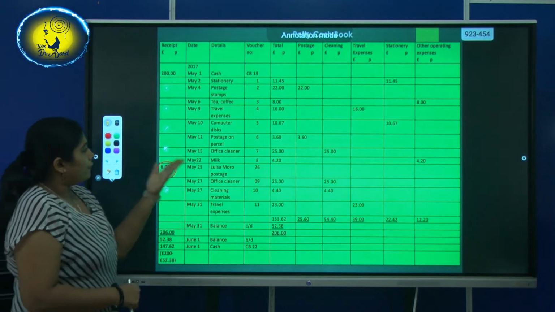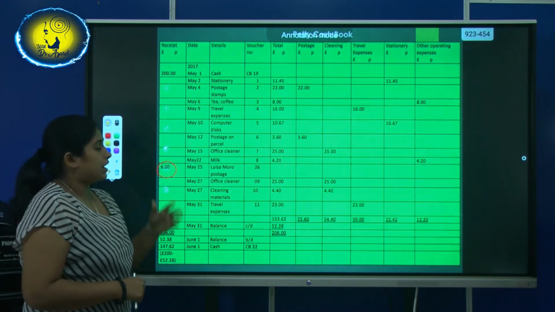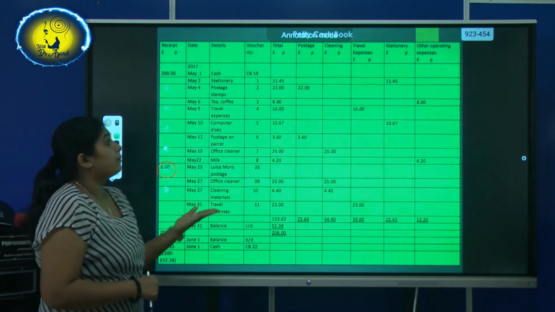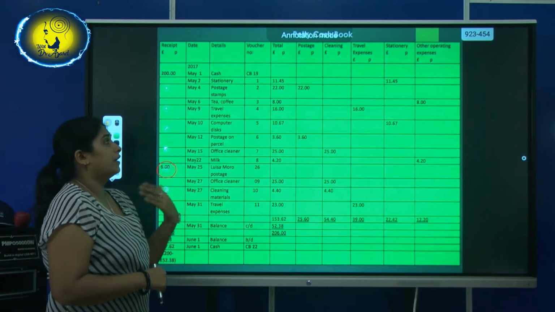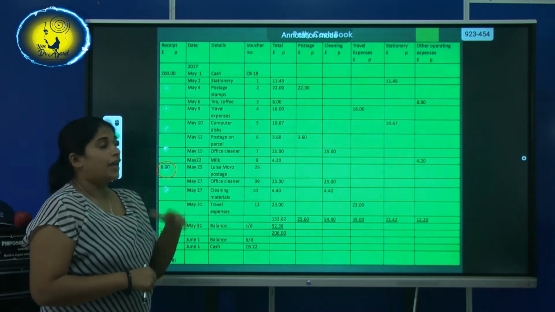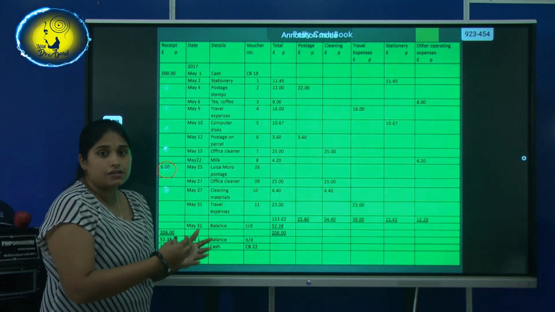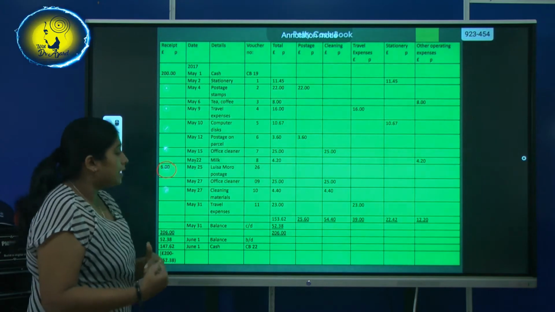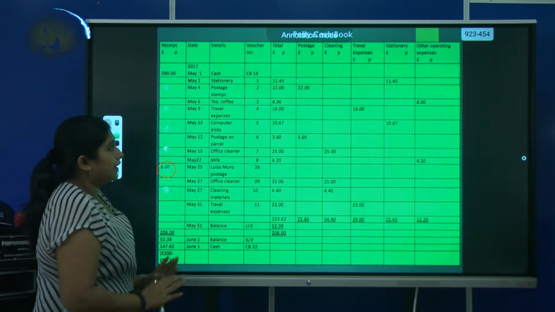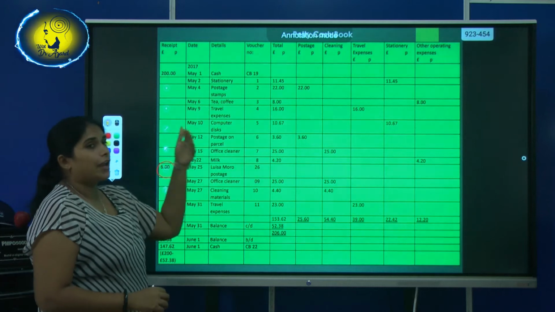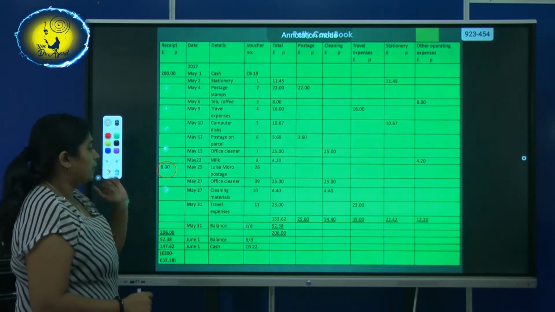Now after you record all the transactions which have happened during the month, we have to balance off. You all already know whenever we record in the cash book, at the end of the month you have to balance off and take the balance to the next month. So we have to balance off for the month of May and take the balance to the month of June.